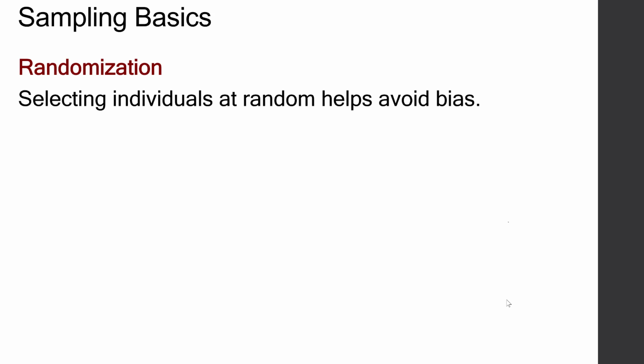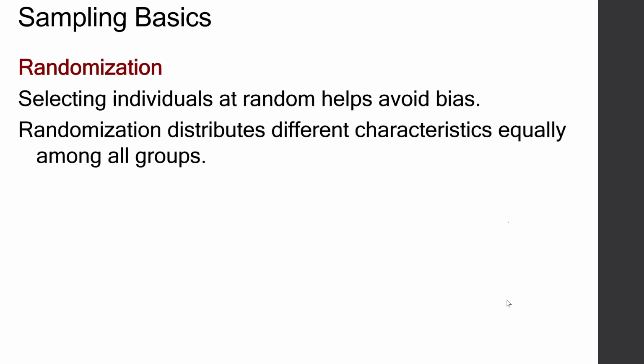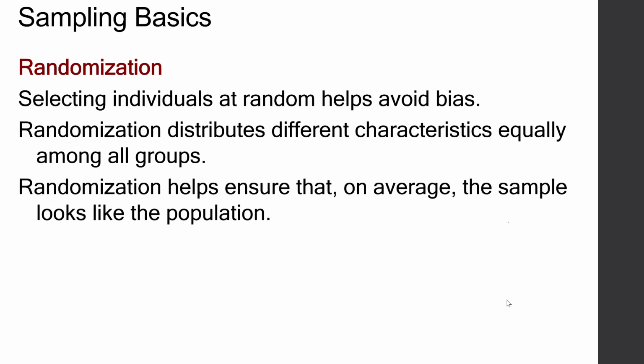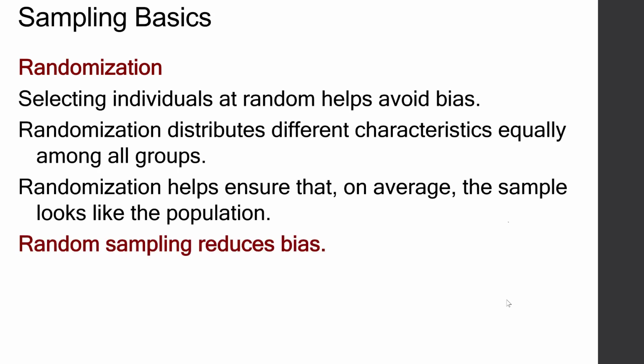So let's talk about some techniques. Randomization. Selecting individuals at random helps avoid bias. Randomization distributes different characteristics equally among all groups. Randomization helps ensure that on average, the sample looks like the population. Random sampling reduces bias. Remember that whenever I ask you about reducing bias, this does not have to do with sample size.